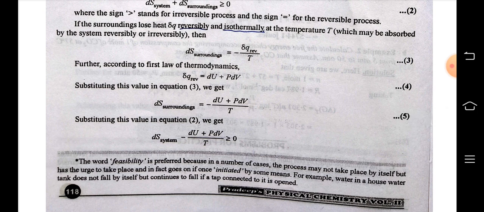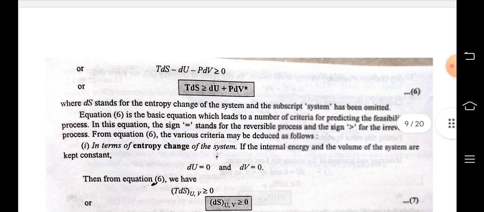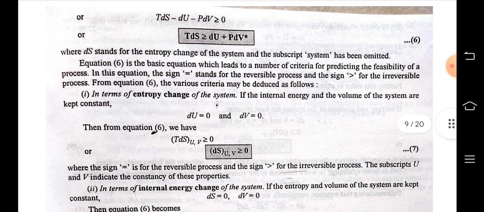If the system loses heat δQ reversibly and isothermally at the temperature T, dS surrounding is equal to minus δQ reversible upon T. According to the first law of thermodynamics, δQ reversible is equal to dU plus PdV. Substituting this value in equation 3, we get dS surrounding is equal to minus (dU plus PdV) by T. Substituting this value in equation 2, we get dS system minus (dU plus PdV) by T greater than or equal to 0. TdS minus dU minus PdV greater than or equal to 0. TdS greater than or equal to dU plus PdV, where dS stands for the entropy change of the system and the subscript system has been omitted.